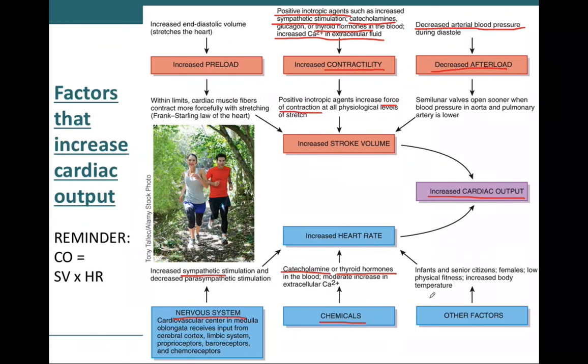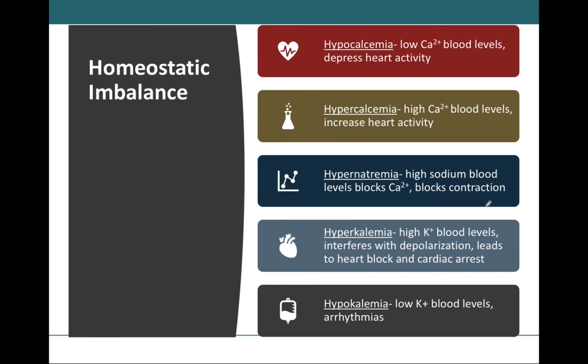And our other factors are based on age, body temperature, gender, and our general activity. The greater the body temperature, the more increased our heart rate is going to be. Younger individuals will have a higher heart rate on average, as well as females in general. All of these factors increase heart rate, which will in turn increase cardiac output. So a few imbalances that we will see that are related to heart activity are listed on this slide. We have hypo and hypercalcemia, we have hypernatremia, and we have hyper and hypokalemia.